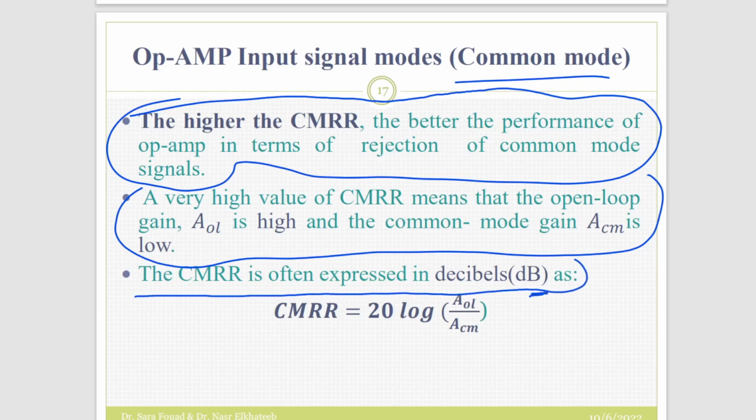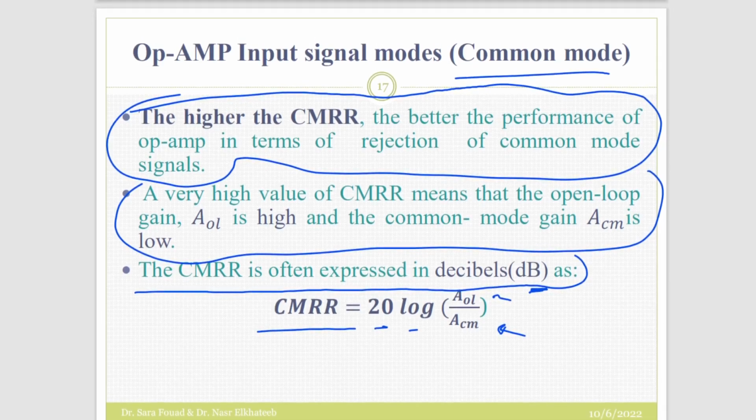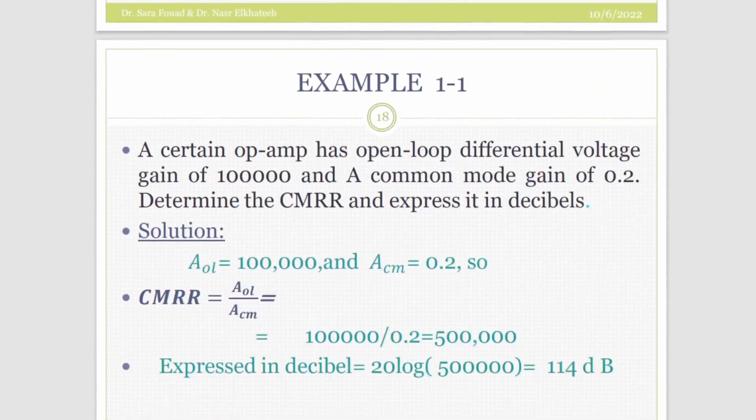So the measurement unit is decibels. CMRR equals 20 logarithm of the open loop gain divided by the common mode gain. So this is another expression if we want to measure the CMRR in decibels.